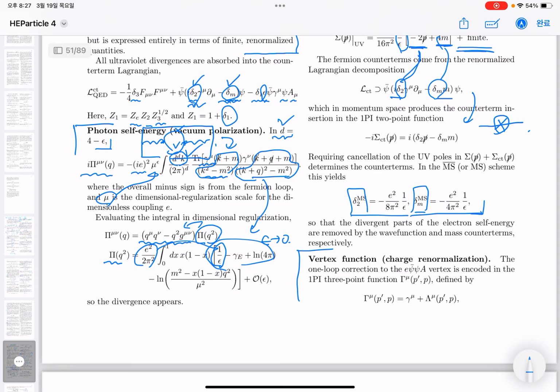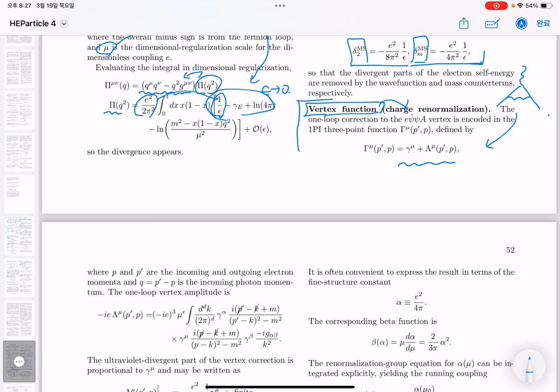So in the MS-bar or MS scheme, delta 2 and delta m are determined. Lastly, we'll turn to the vertex function, which renormalizes the charge. This determines the last remaining counter term, delta 1. At the one-loop level, the vertex function can be drawn as the following diagram, and the 1PI one-loop vertex function can be decomposed in the following Lorentz structures.